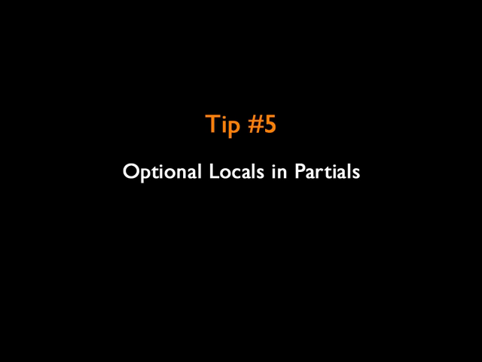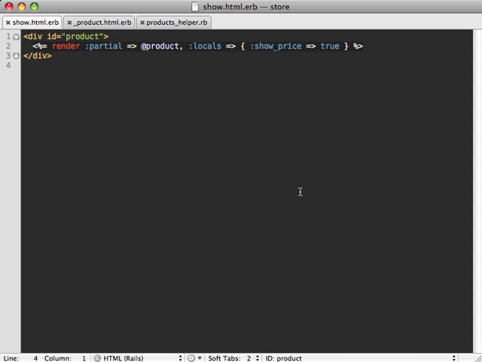Tip number 5, optional locals in partials. This last tip is going to be a little bit more advanced. So here I'm rendering a partial for a product.